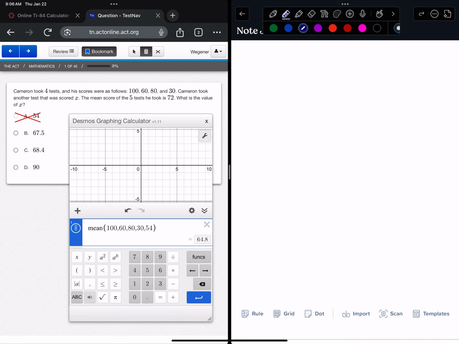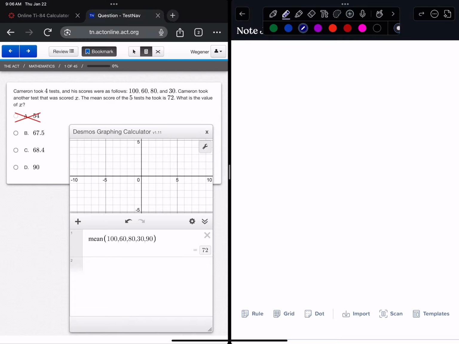That's not right. It's not 64.8. So I'm going to go ahead and use the answer eliminator. How about 67.5? Could that be? Nope. It would average out to 67.5, so that's not it. 68.4? Nope. 90. All right, 72. This is what we're looking for. We want a mean score of 72 among the 5 tests, so the answer is D, 90, okay?